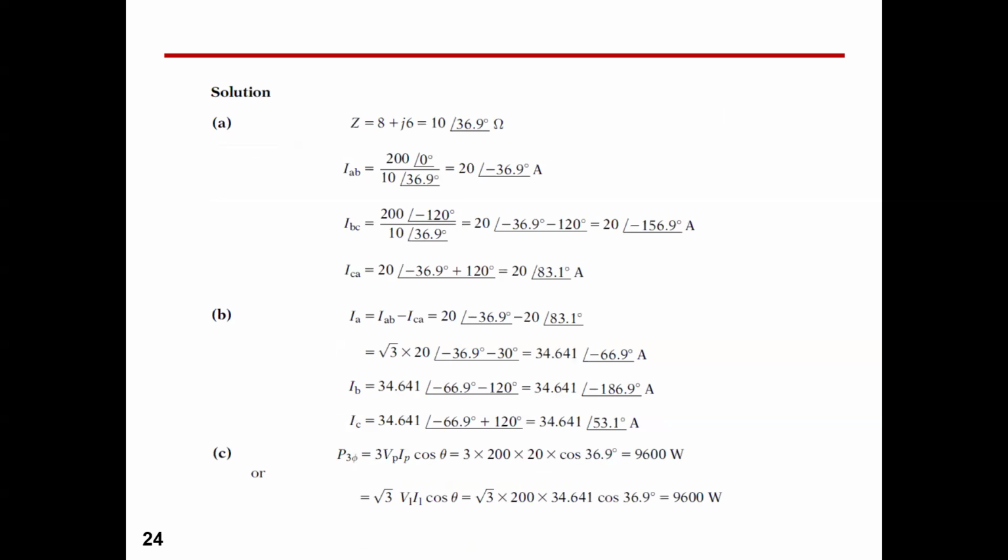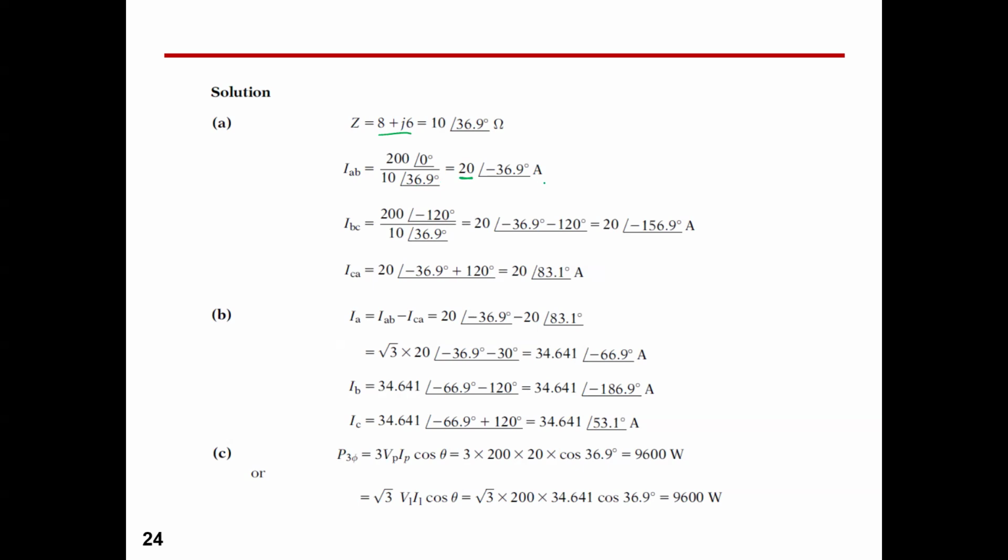So starting with the current, guys. Firstly, we have the impedance. For a delta connected load, I phase equals V phase divided by Z. V phase equals 200 volt at angle 0. The impedance here is 8 plus j6. If you convert the rectangular form to the polar form, it would be 10 at angle 36.9. So the IAB equals 20 ampere at angle minus 36.9 degree. This is the phase current we have here.